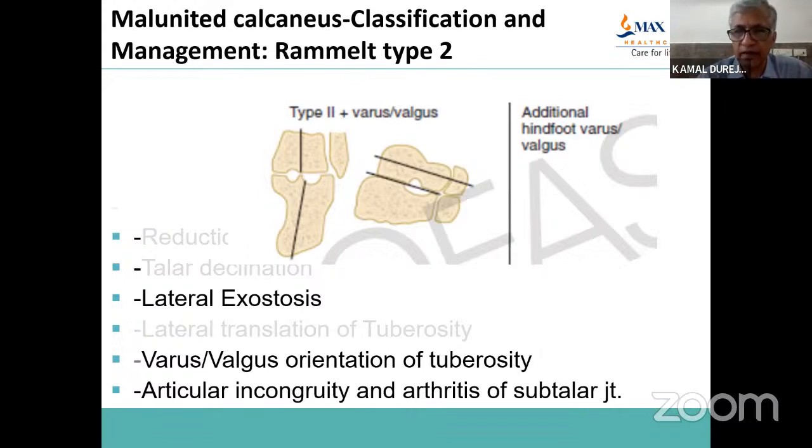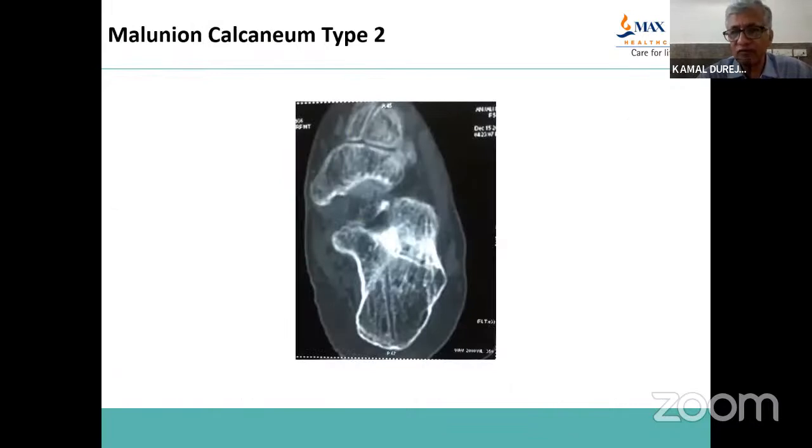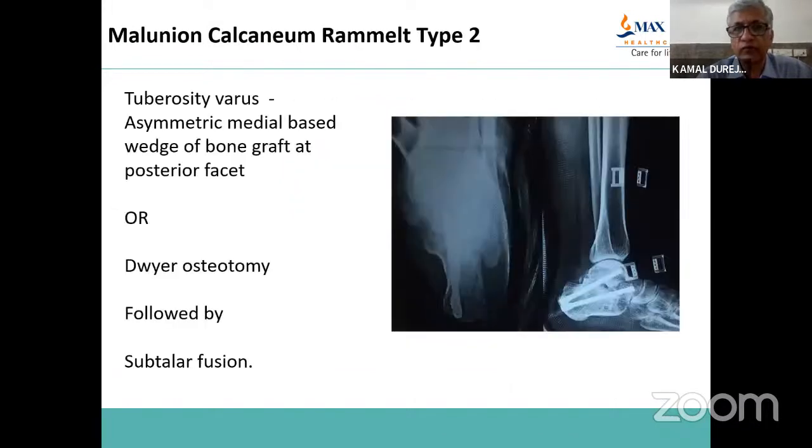And how do you have to plan differently? You see this varus, that means you have to either put an asymmetric wedge bone graft at the posterior facet to correct this kind of orientation, or you have to do a proper Dwyer osteotomy to correct the varus of the heel. And then you additionally have to do your subtalar fusion to handle your subtalar arthritis.